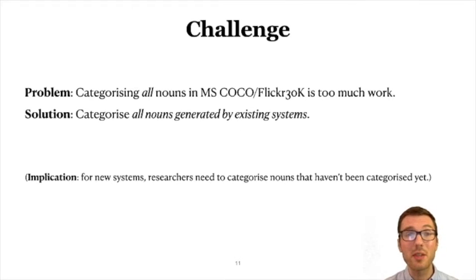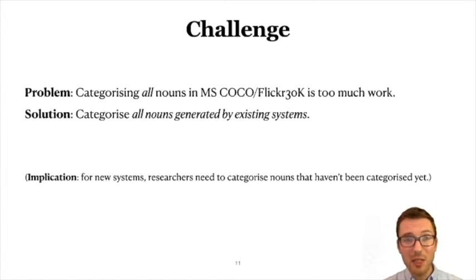The challenge here is that categorizing all nouns in the MS COCO and Flickr30K dataset is way too much work, especially for a single annotator like me. The solution here is to just categorize all the nouns that are generated by existing systems. So for all those nouns, I looked at, does this noun refer to a person, yes or no? If yes, then I categorize them further. If no, then we can just discard them.